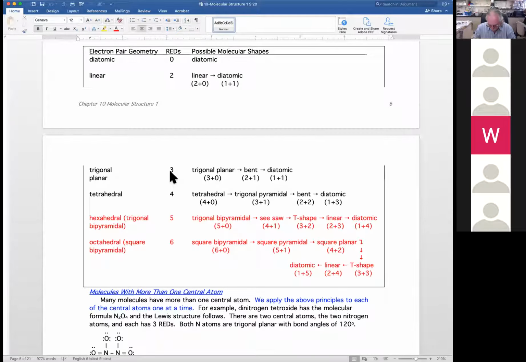And if I have 4 regions of electron density, then it's tetrahedral. Bond angle is 109.5. And if I take one off, now it's pyramidal. If you take off another one, it's bent. Take off another one, then it's going to be diatomic.